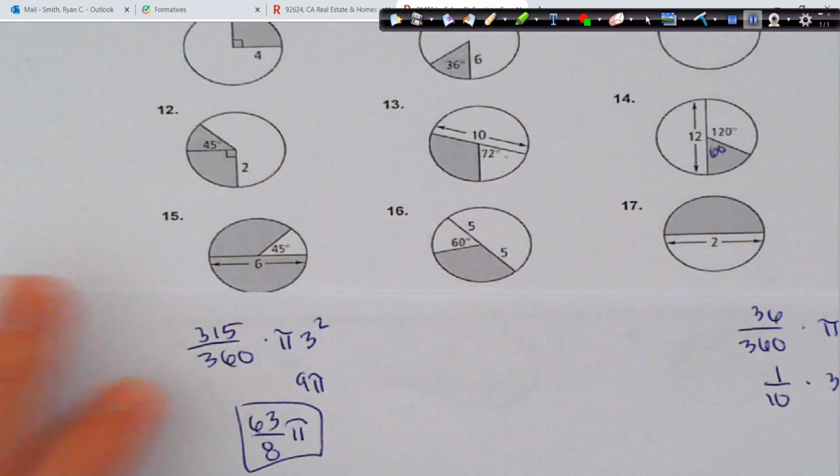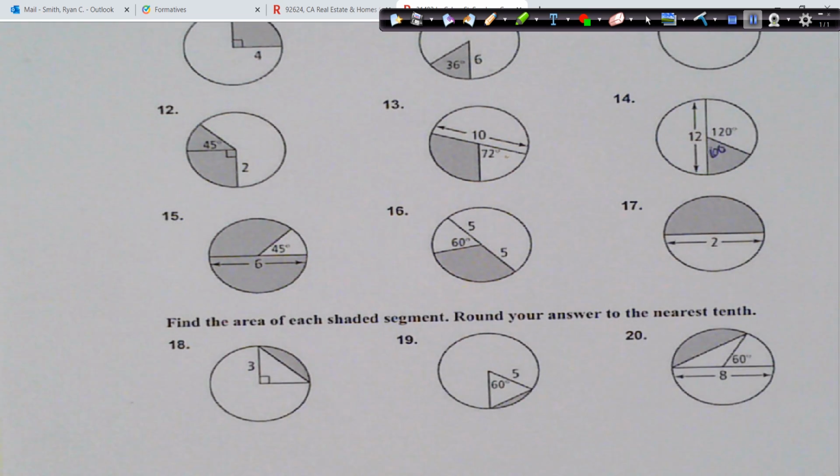Oh, I accidentally did 15. I was supposed to do 16. My bad. You got lucky. So I'm not going to do 16 yet. Alright, and I think these are the last 3.